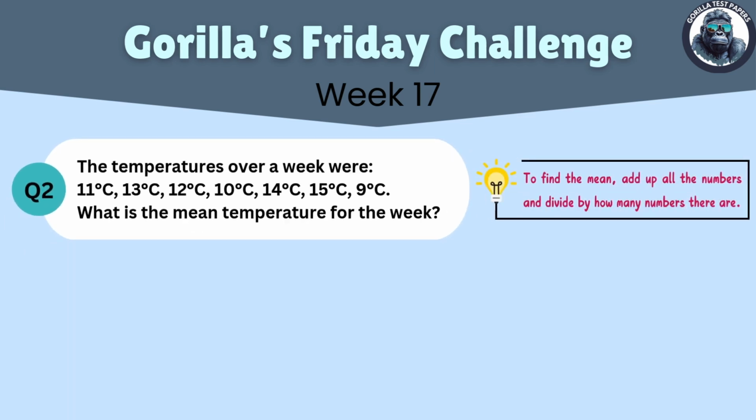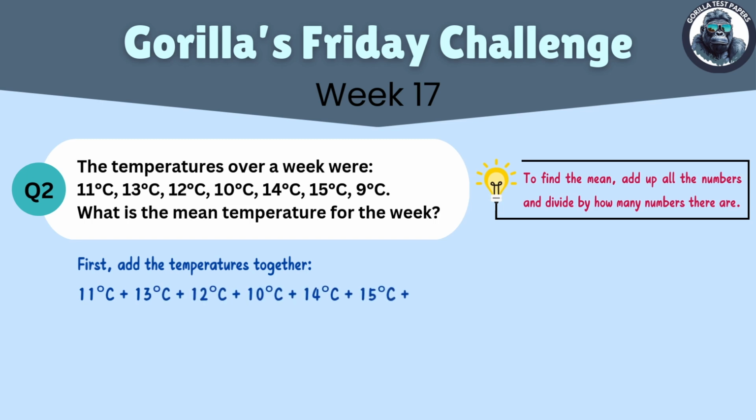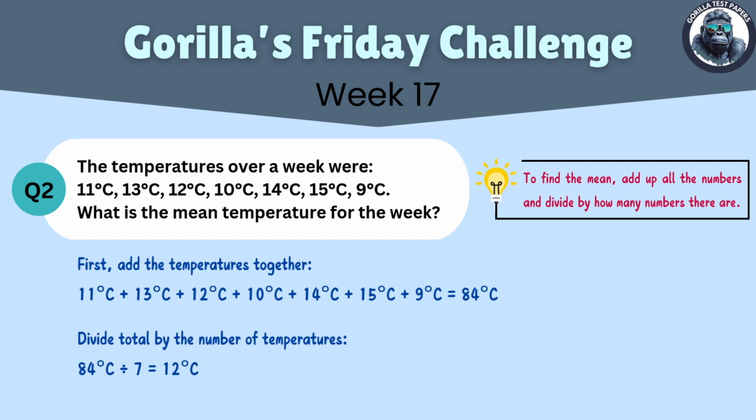So using our learning point again, we first want to add all the temperatures together. So we do 11 plus 13 plus 12 plus 10 plus 14 plus 15 plus 9, which gives us a total of 84 degrees Celsius. So now we have to divide this total by 7 because there are 7 temperatures. So we do 84 divided by 7, which gives us 12 degrees Celsius. That means the mean temperature for the week is 12 degrees Celsius. This is the answer for this question.